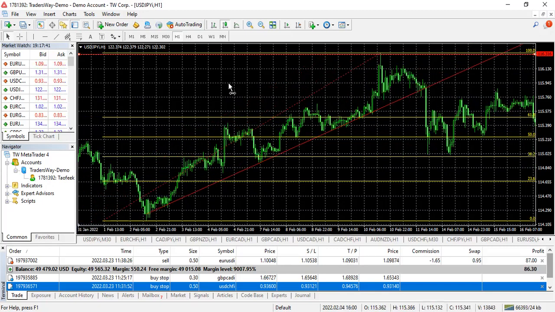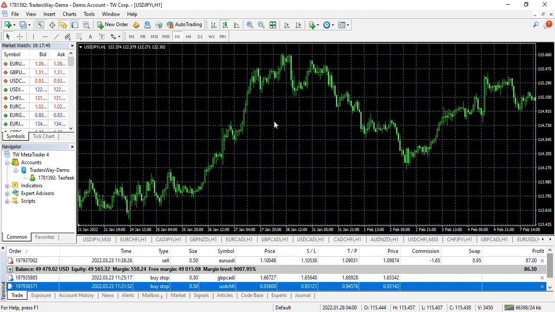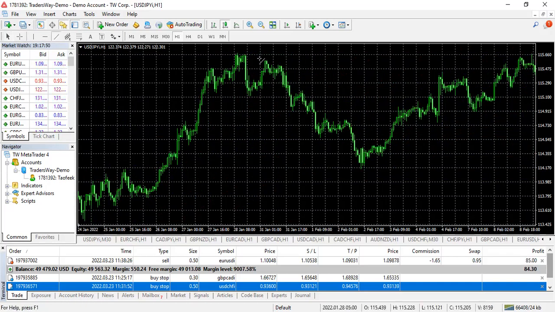So this is an uptrend. So let us look at a downtrend. Let us take a look at the downtrend. So we can use this as our downtrend.